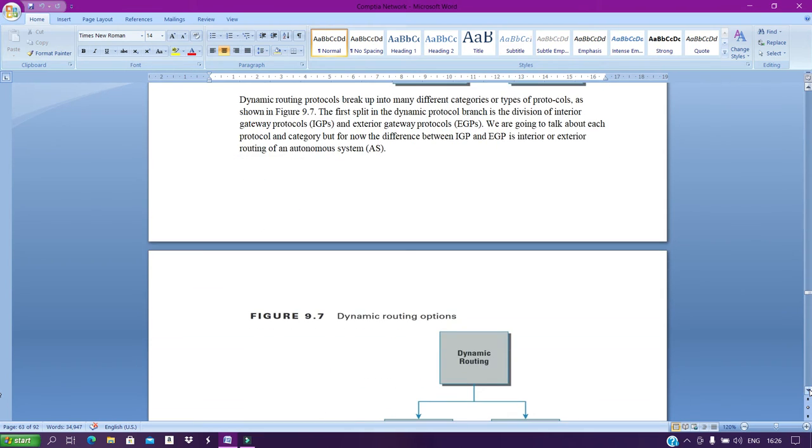Dynamic routing protocols break up into many different categories or types of protocols as shown in figure 9.7. The first split in the dynamic protocol branch is the division of interior gateway protocols and exterior gateway protocols. We are going to talk about each protocol and category, but for now the difference between IGP and EGP is interior or exterior routing of an autonomous system, AS.